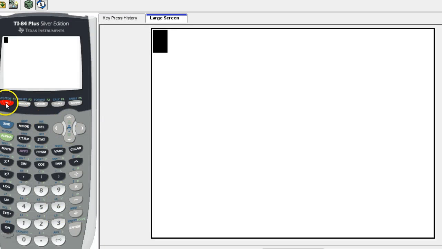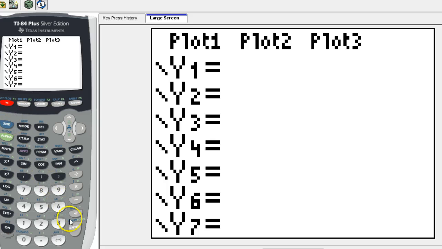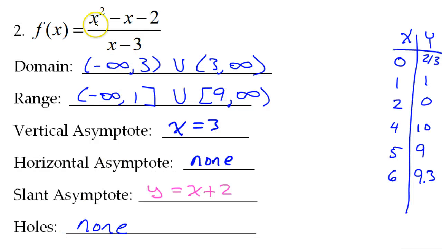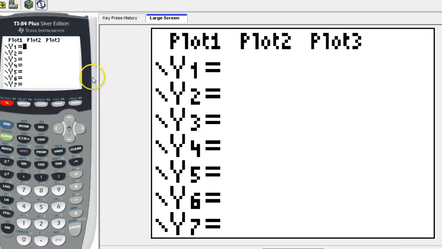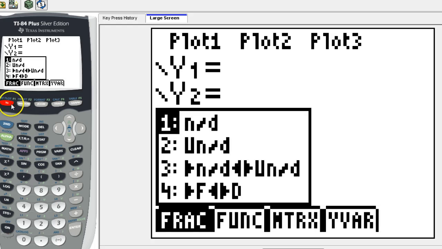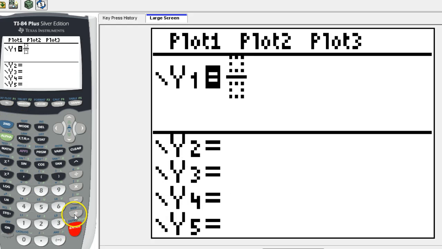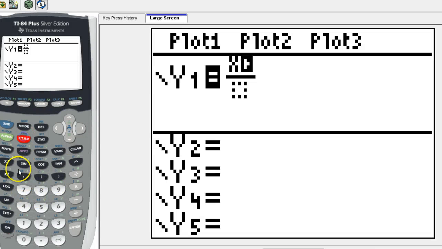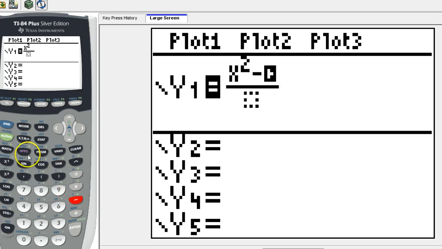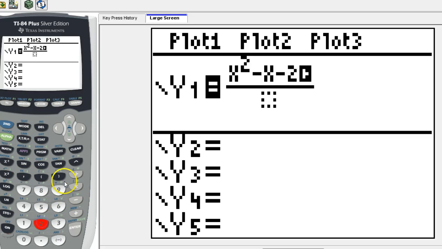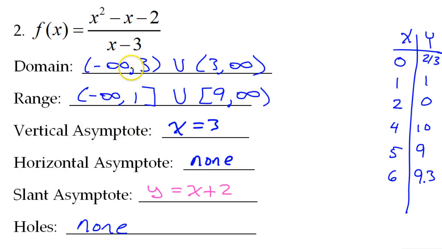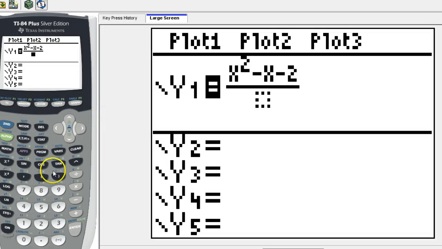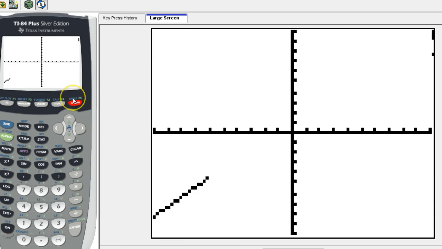Alright, so graphing calculator. We'll go to y equals, and again let's type this in. So x squared minus x minus 2 in the numerator. I have to hit alpha y equals to go into fraction mode. So x squared minus x minus 2, and then x minus 3 in the denominator. Alright, let's take a look at the graph and see what we have.